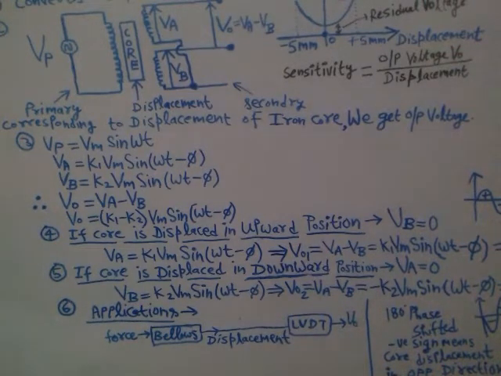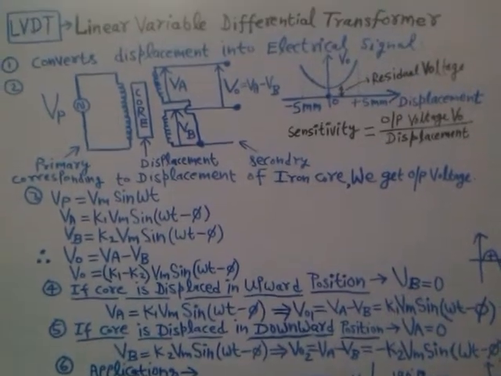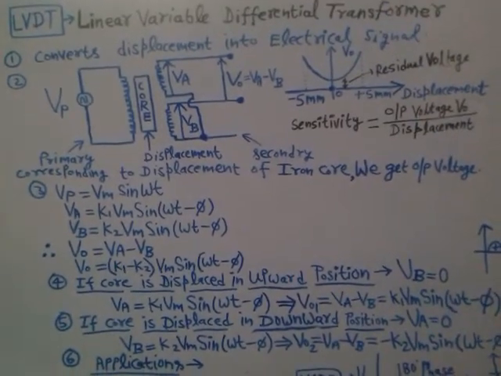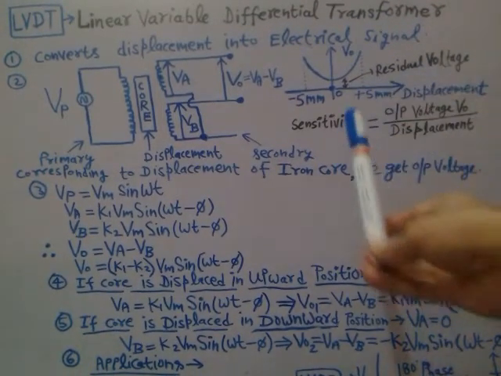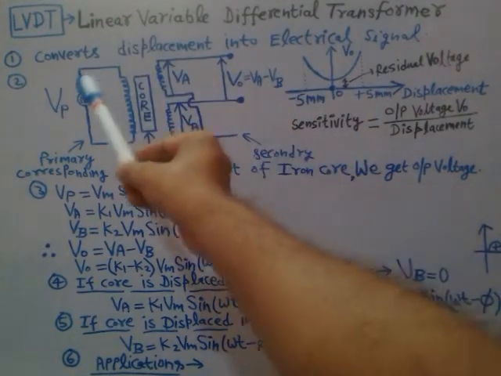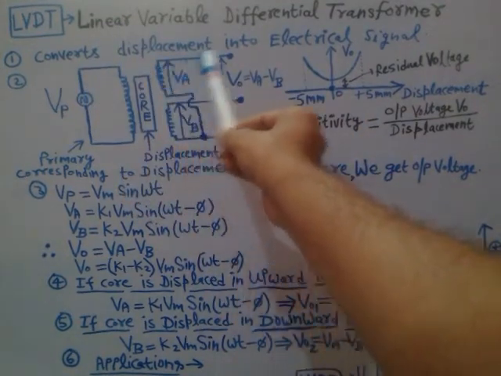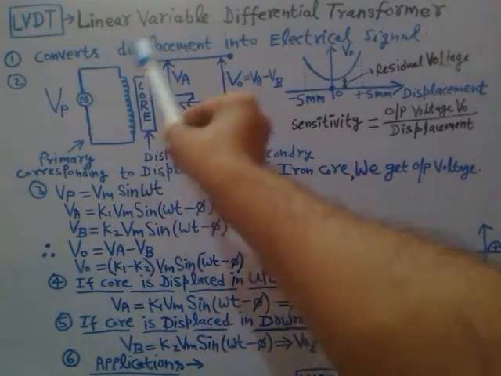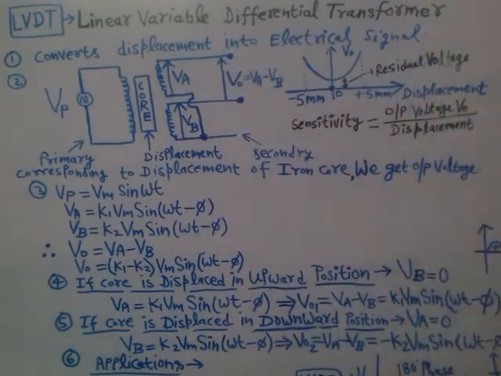So that was our linear variable differential transformer. It is basically a transducer because it converts a non-electrical quantity into an electrical signal. It converts displacement into an electrical signal. How it converts, we have explained already, right?